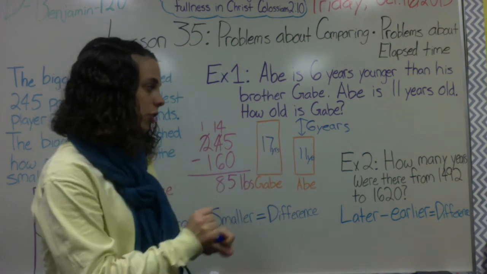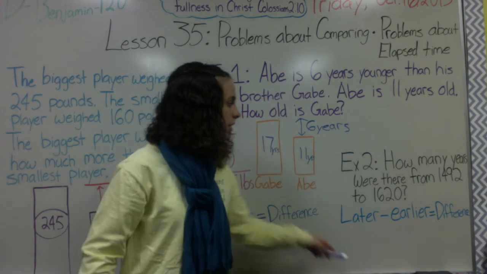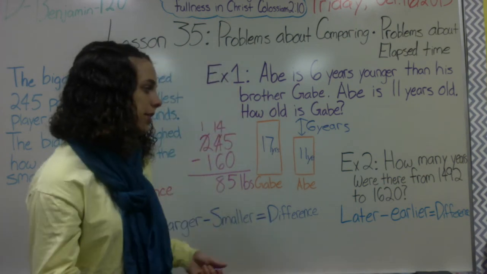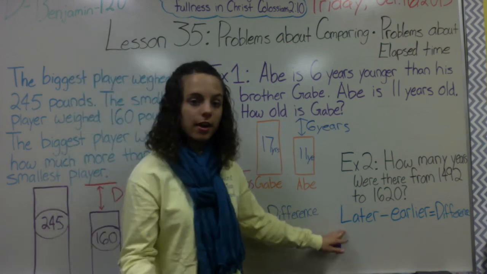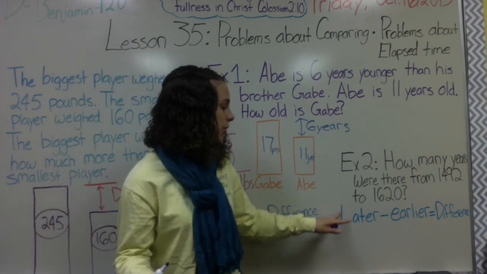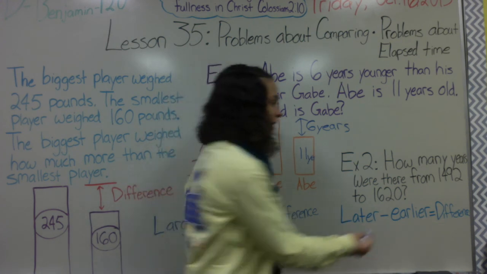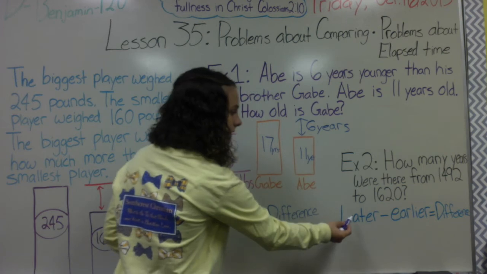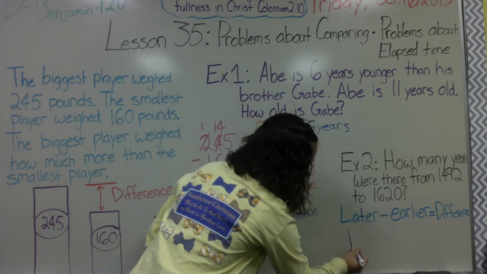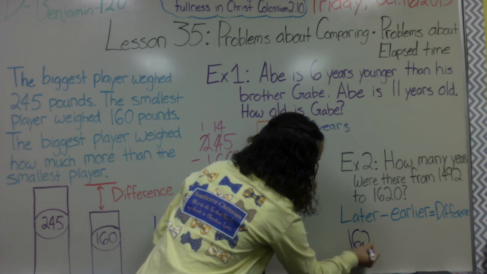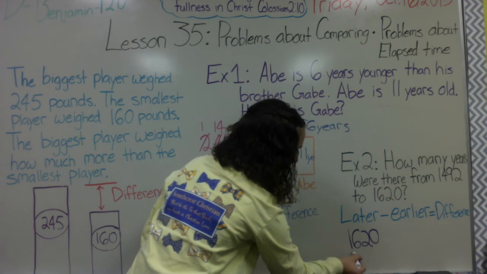So example 2, I want you to go ahead and try this one by yourself. How many years were there from 1492 to 1620? Again, I wrote out the setup for you. You have your later year minus your earlier year is your difference. I'm trying to figure out what my difference is. So my later year, the latest year, is 1620. I'm going to do 1620 minus my earlier year. The earlier year is 1492.